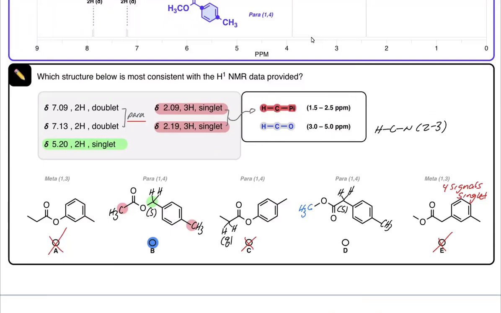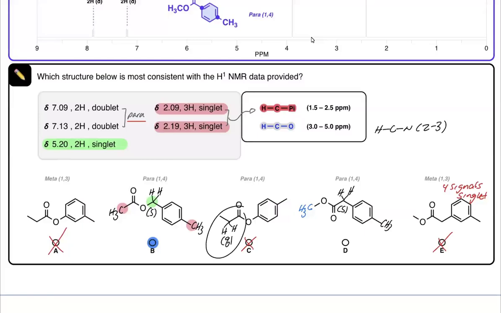And to review how I approach this, I looked at the aryl region first and foremost, because I had benzene rings in my answer choices. Some were meta, some were para. The 2H doublet indicated para, so I crossed off my metas. Then I went to the next most downfield signal, 2H singlet, and I tried to identify that in each of my structures. B and D both had a 2H singlet.